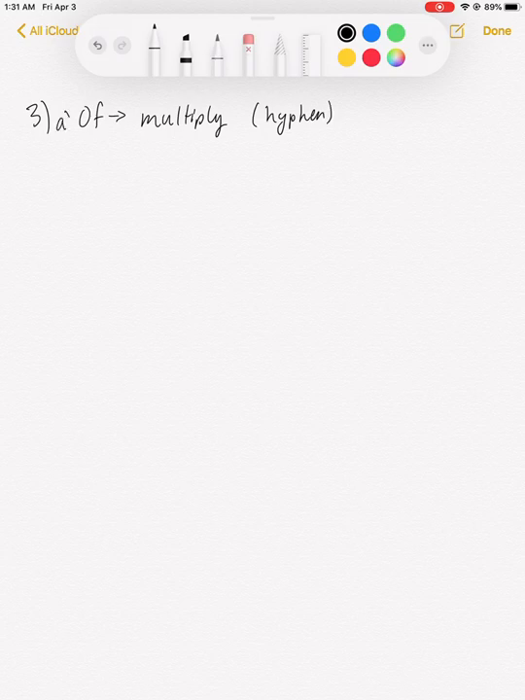Okay, so that's part A. What does per mean? What does per mean in a real life situation? It indicates division. So you want to divide.